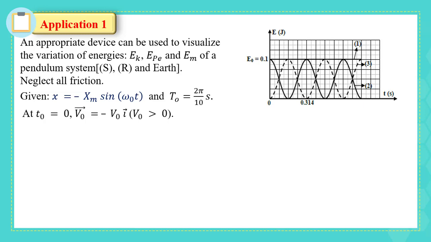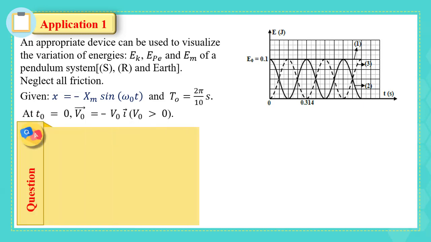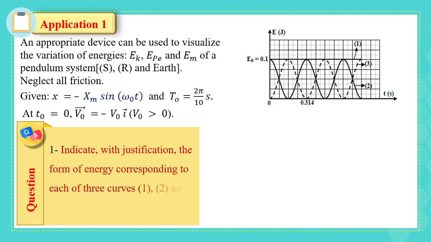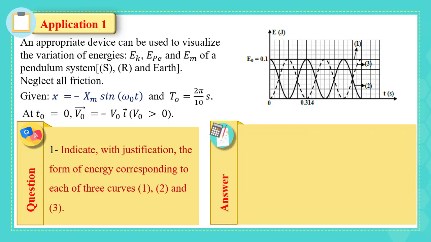Neglect all friction. So, given that x equals to minus xm sine omega 0 t, T0 equals to 2 pi over 10 seconds, and at t equals 0, the velocity equals to minus v0 i vector, where v0 is always positive. First question. Indicate with justification the form of energy corresponding to each of the three curves 1, 2, and 3. Pause the video after each part and try to think of the answer.